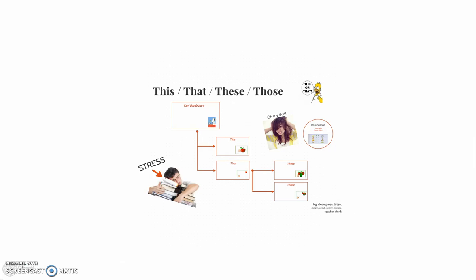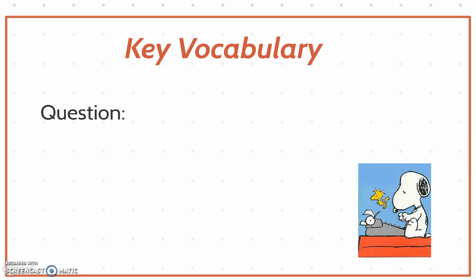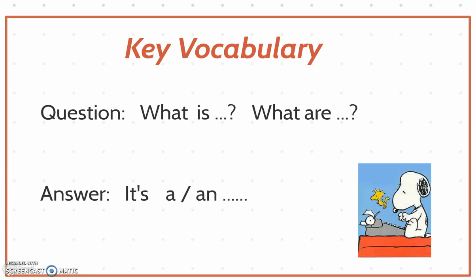Today we're going to learn how to refer to objects in singular and plural. So far we know that when we refer to an object in singular we use it, and we use they in the plural form. When we want to ask about something, we usually ask, what is it if it's singular? What are they if it's plural? The answers are: it's a book if it's one object, or they are books if it's plural.